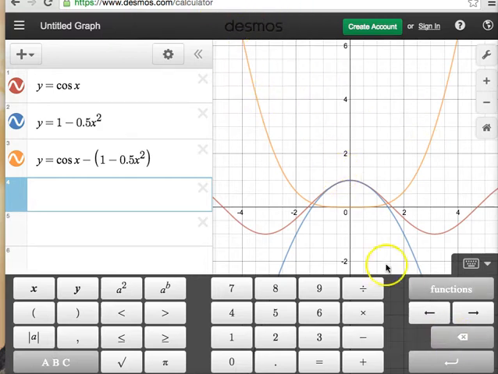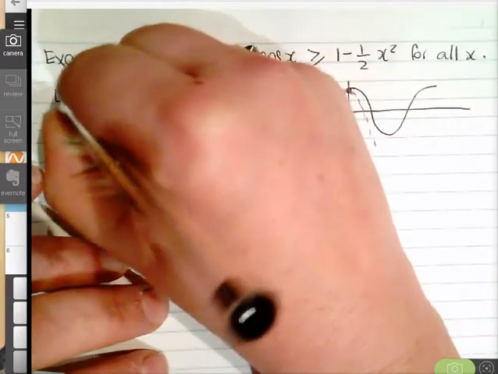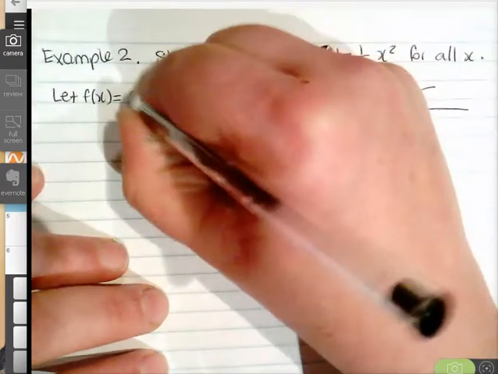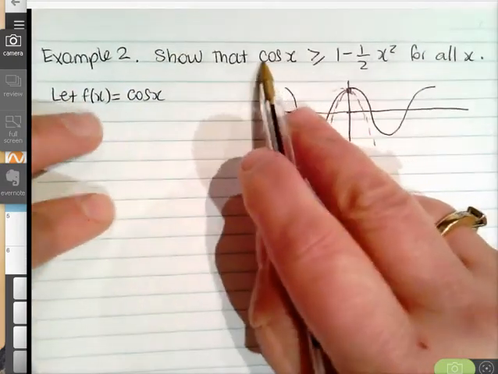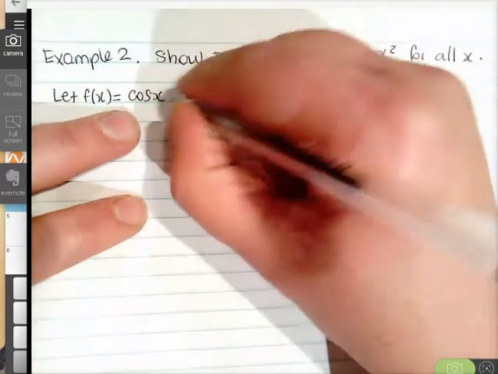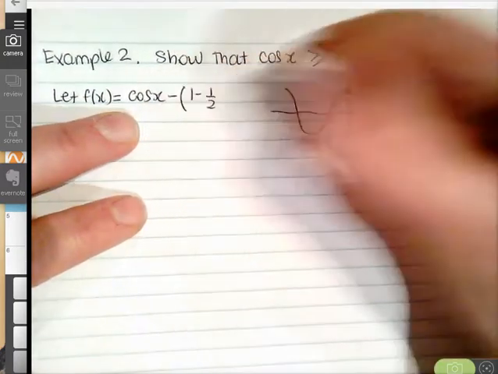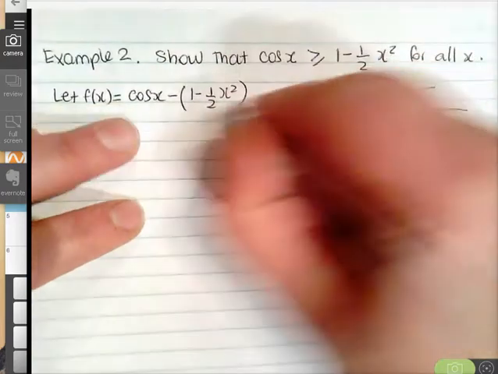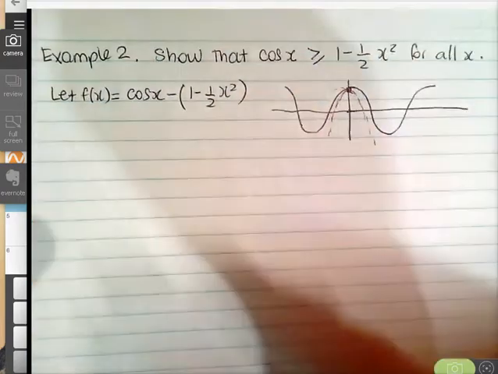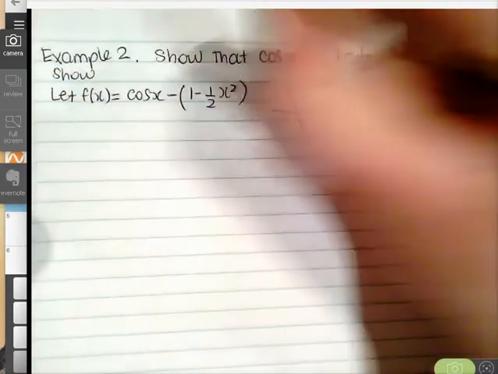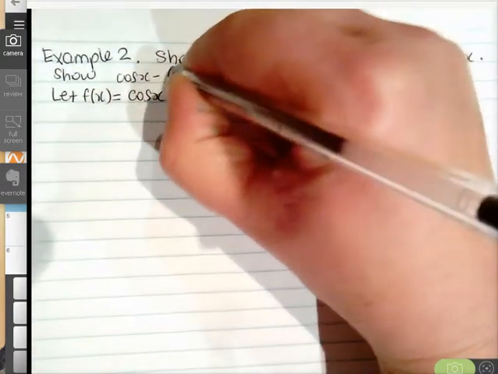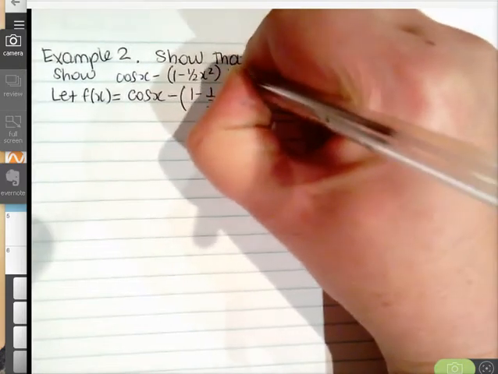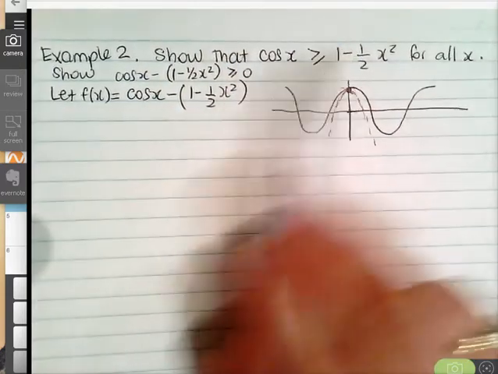So that's the idea of the question, same idea as the other question. We're going to use calculus again to prove this, okay? So what we're going to do, we're going to let our function of x be cos x minus this, 1 minus a half x squared. And we're going to prove that that is greater than or equal to 0. Okay, so this is what we're really trying to show. We're going to show that cos x minus 1 minus a half x squared is greater than or equal to 0. Okay, and that will show this result here.